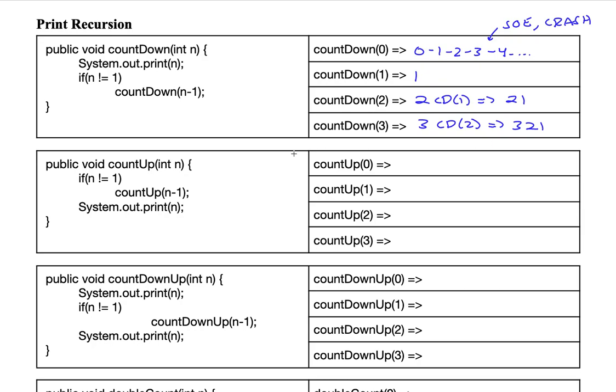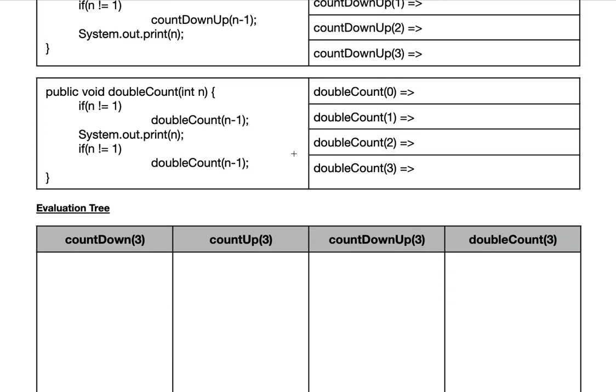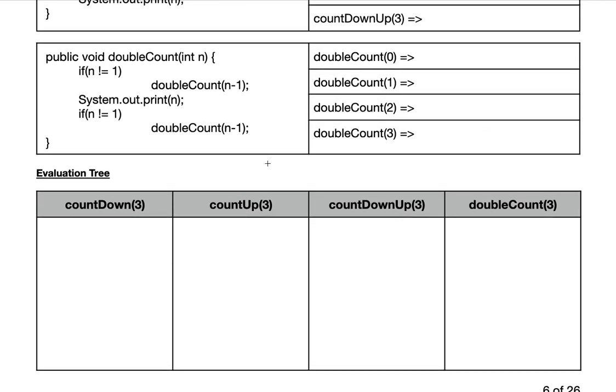Visually what this looks like, and I'll draw this down here, there's a little area at the bottom for evaluation trees, is that if we want to do countdown of 3, it's going to print out 3 followed by a call to countdown of 2. What countdown of 2 does is it prints 2 followed by a countdown of 1. And what countdown of 1 does is prints 1. And this gave us the output 3, 2, 1.